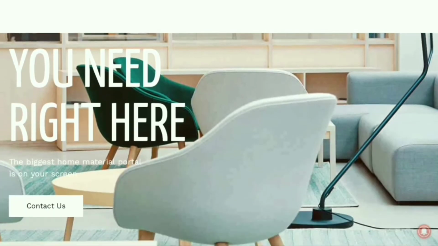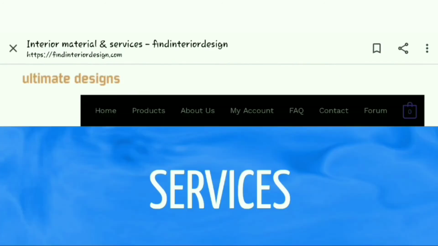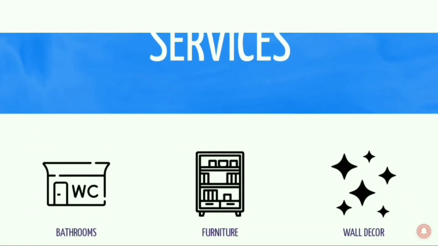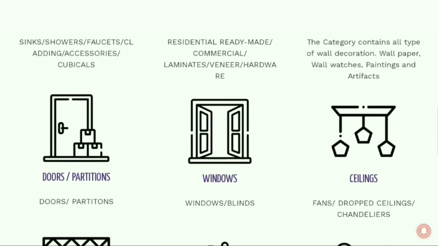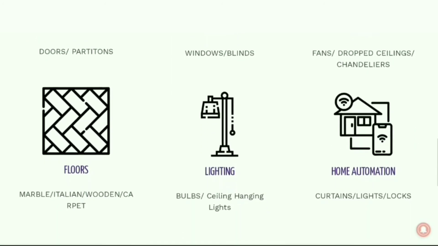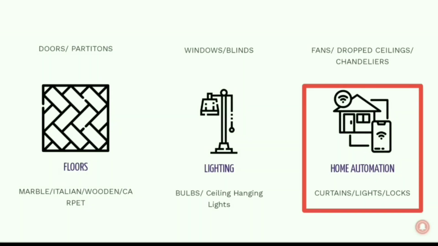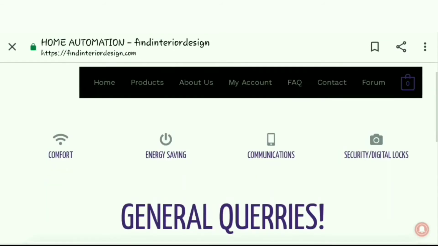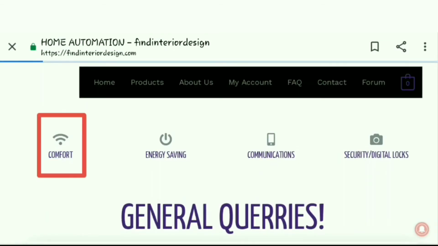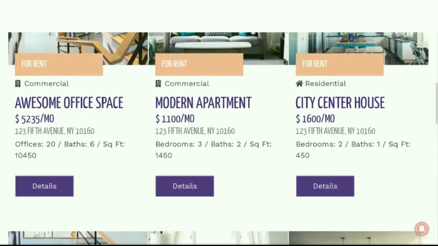Visit our website, findinteriordesign.com, and go to the interior material and services option. Here you can see, we have the home automation option listed. Click on it, and a new interface will appear in front of you. Here you'll get 4 different choices. You can choose any of them as per your need. Let's find together the place you deserve.